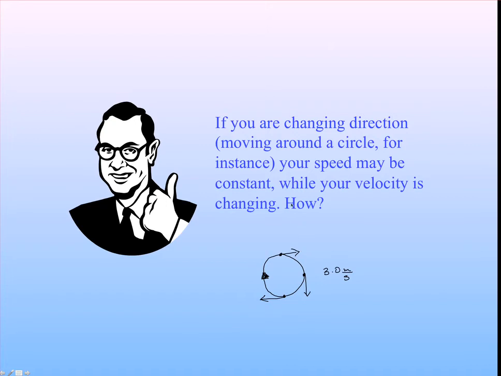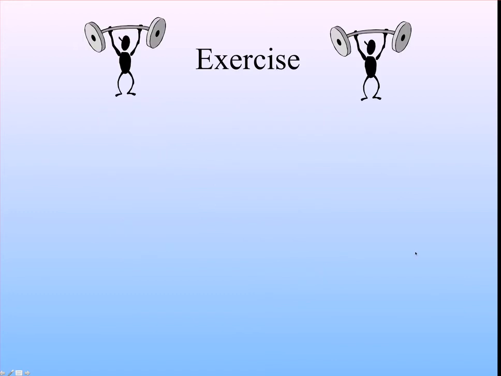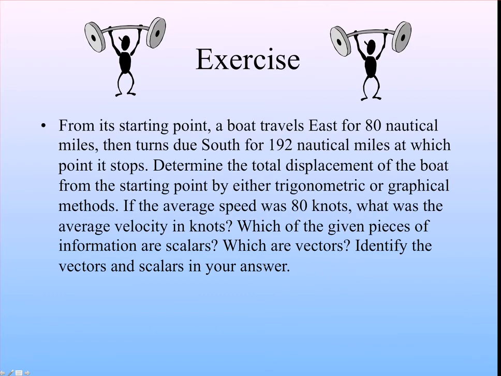And so while your speed is constant at 3 meters per second, while your velocity is constant in magnitude, that is, it's staying at 3.0 meters per second, you're constantly changing direction, and so your velocity is also changing, because velocity has direction inherent in it. And so let's do a question that deals with the concept of displacement versus distance and speed versus velocity.